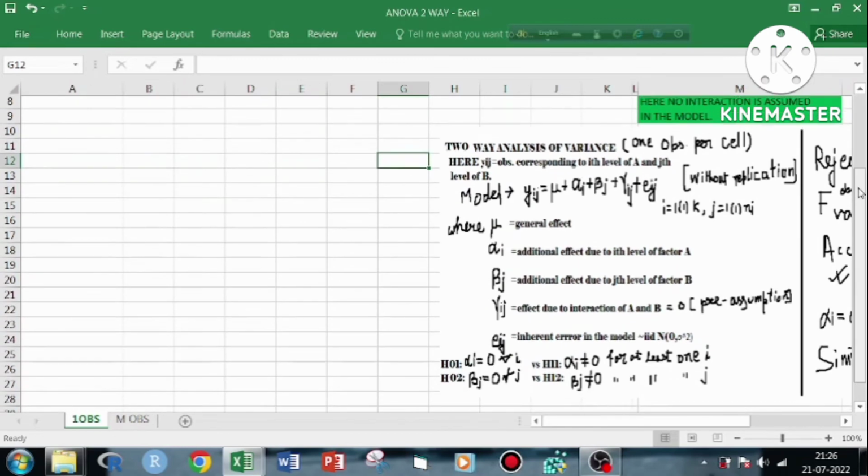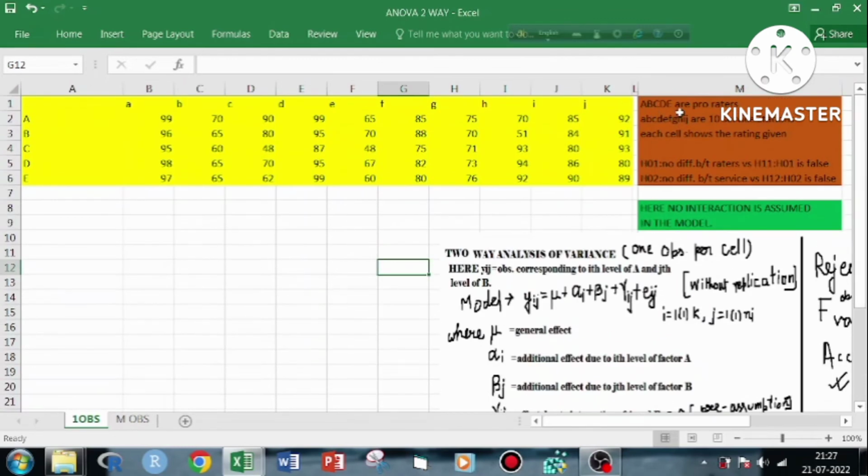Now here we are given that the capital A, B, C, D, E are the professional raters, and the small a, b, c, d, e up to j are the 10 service stations. The entries in the cells are the ratings, and the reason why we are using the two-way Anova here is that the ratings are affected by two factors: the professional raters and the service stations.